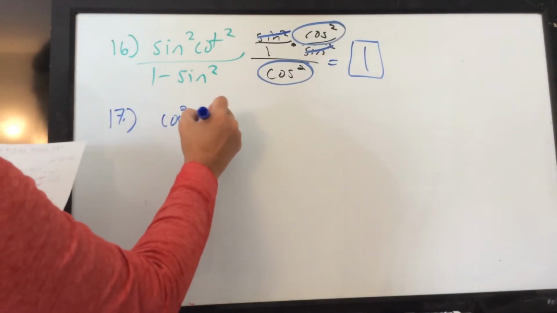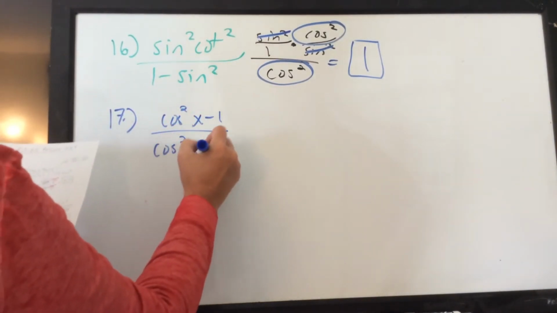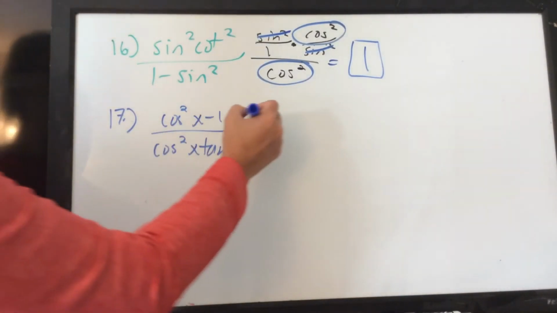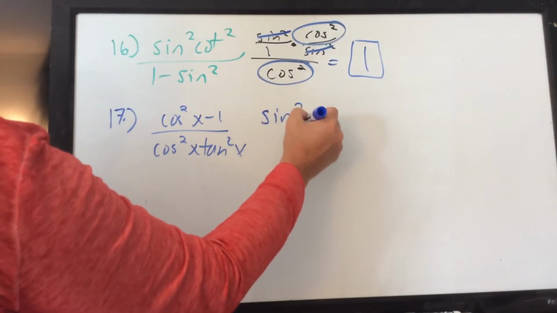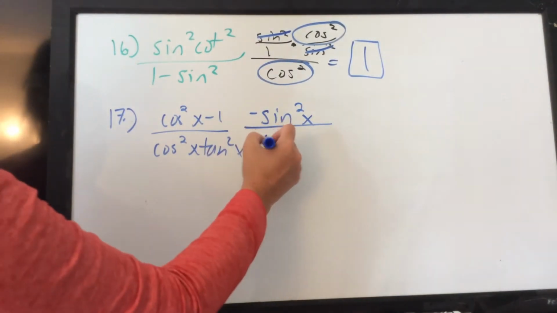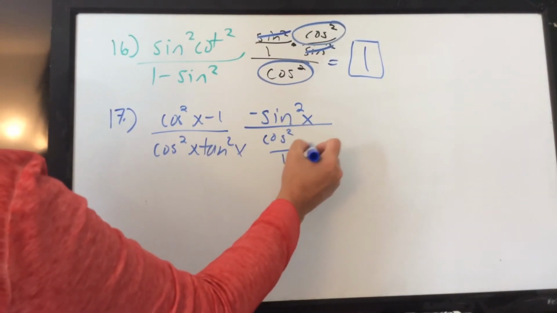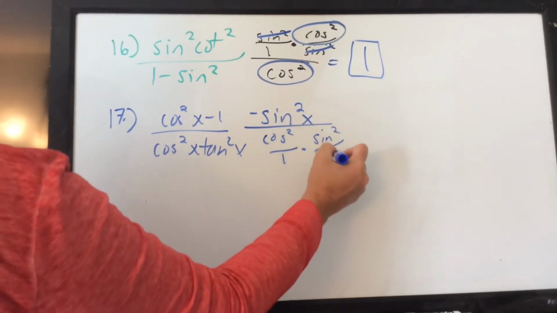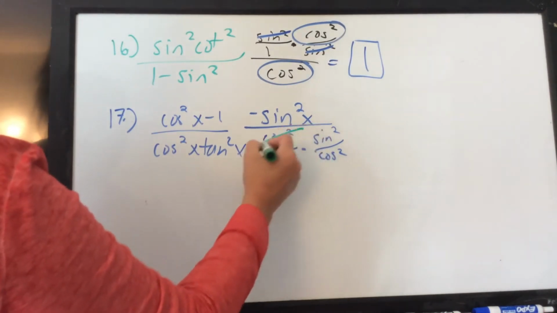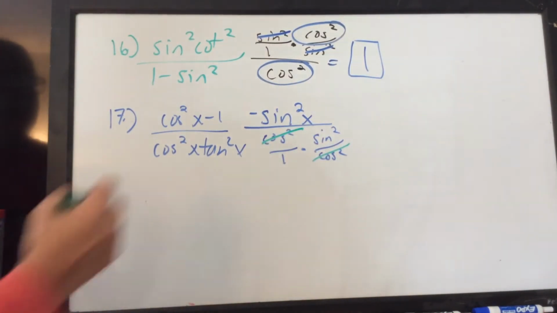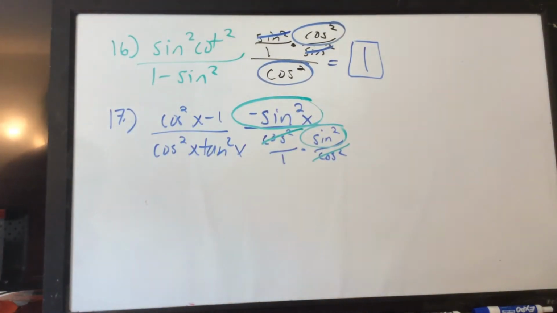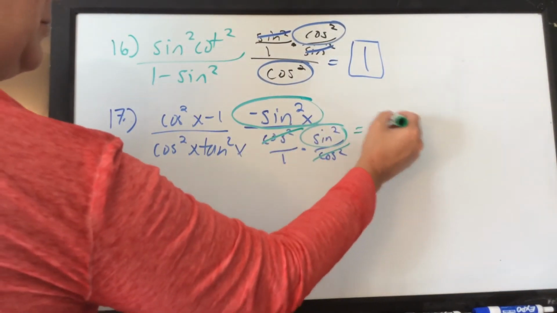17, cosine squared x minus 1 over cosine squared x tan squared x. Cosine squared x minus 1 is a Pythagorean identity. It's written backwards. So that's the one that's negative. The bottom, I'm going to do my cosines and sines. So cosine squared over 1 times sine squared over cosine squared. So in the bottom, these are gone. Similar to the one we just did. We're left with this on the top and that on the bottom. So 17 should be negative 1.